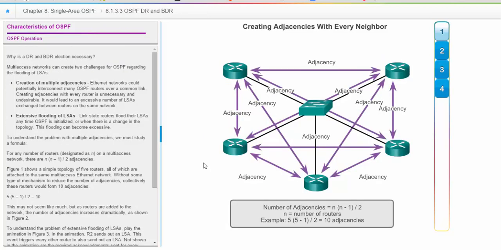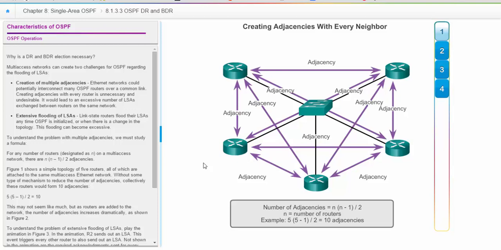And you may wonder why you have to have an election. Why is a designated router and a backup designated router necessary? With multi-access networks, you can create two challenges for OSPF regarding flooding of the LSAs. You have the creation of multi-adjacencies, and that's where Ethernet networks can potentially interconnect many OSPF routers over a common link. That creates adjacencies with every router. It's unnecessary and undesirable. It would lead to an excessive number of LSA exchanges between routers on the same network.